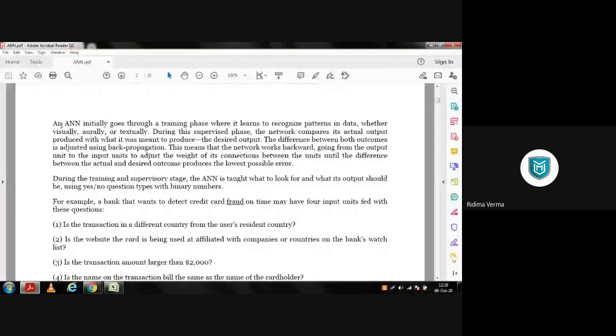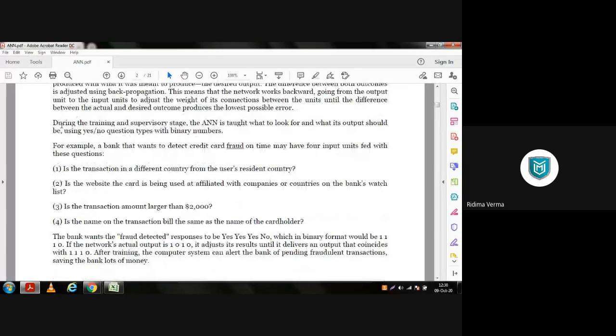So during the training and supervisory stage, the ANN is taught what to look for and what its options should be, using yes-no question types with binary numbers. For example, a bank that wants to detect credit card fraud on time may have 4 input units filled with these questions.